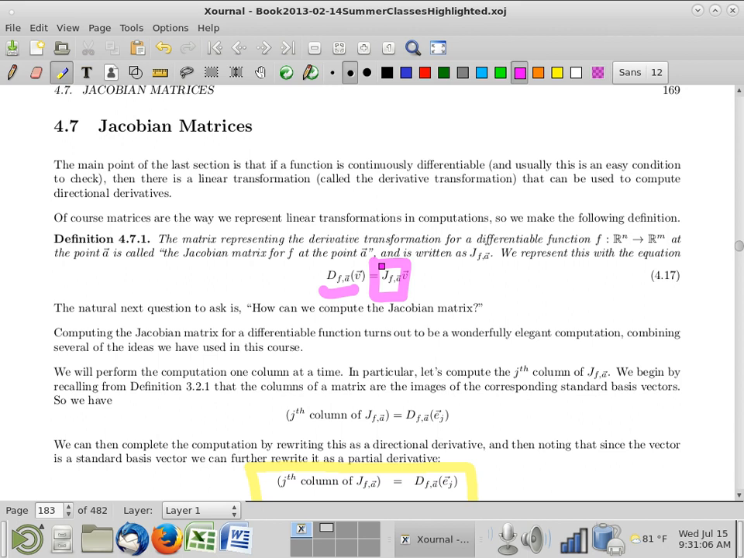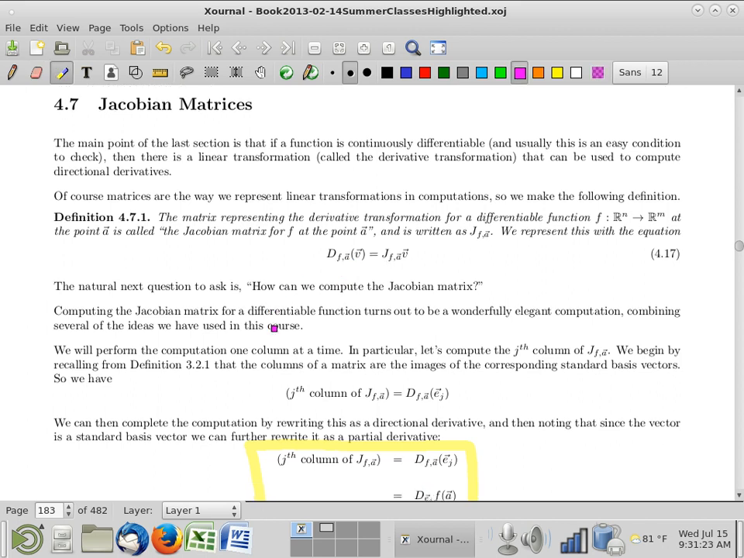So the Jacobian matrix represents the derivative transformation. The derivative transformation lets us compute directional derivatives. So it's still all about directional derivatives. It's still all about a relationship between input vectors and output vectors. Right? That hasn't really changed. Just that we have a more powerful and sophisticated way of getting our hands on them now.